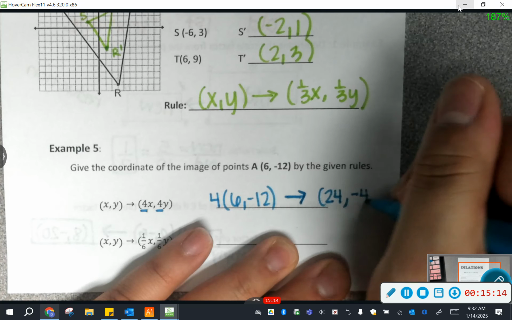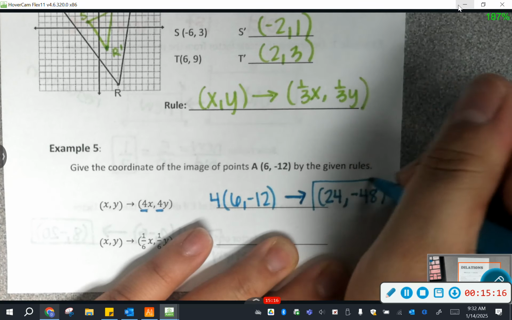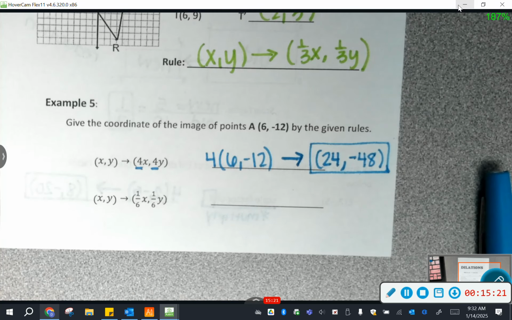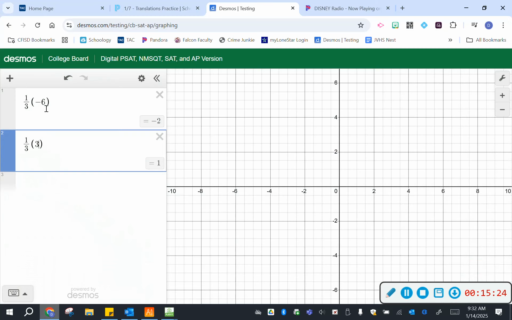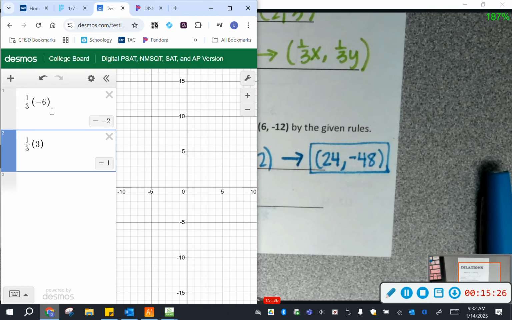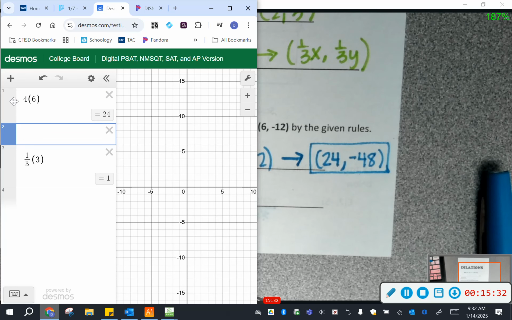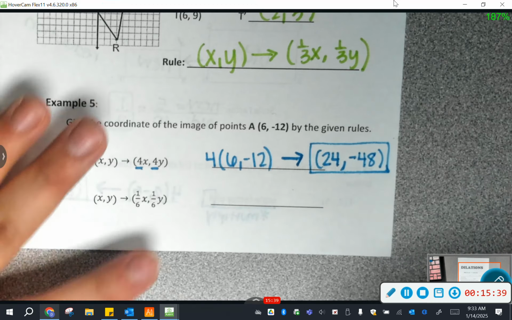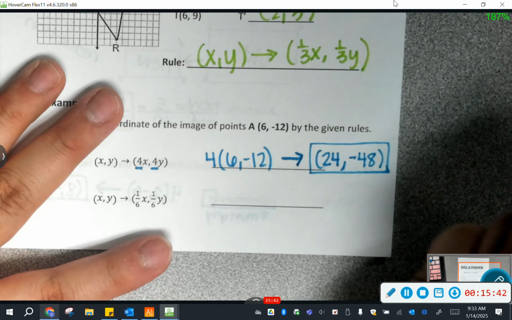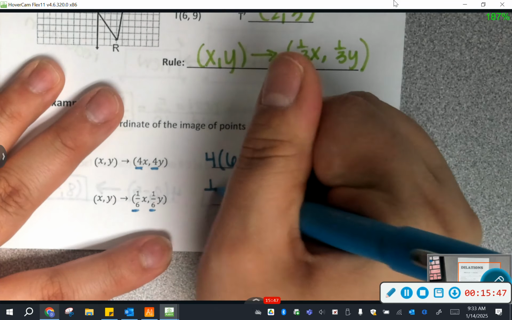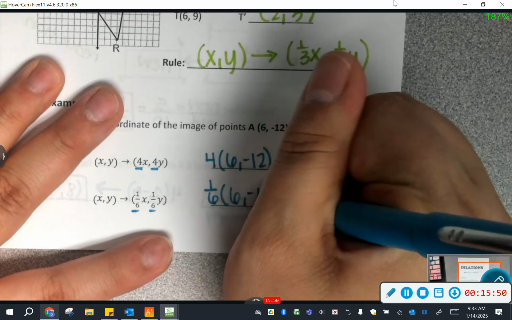And if you're not sure, what can you do? Plug that in Desmos. So if you weren't sure, you would just do 4 times 6, 4 times negative 12, and you would get your answer. What am I going to do with the next one? What's my scale factor here? 1/6. So I'm going to do 1/6 times 6, negative 12.